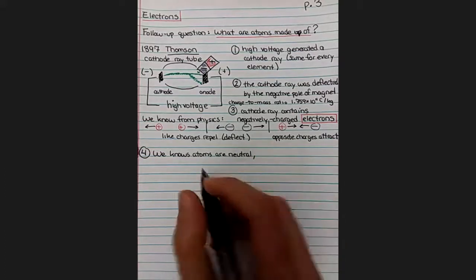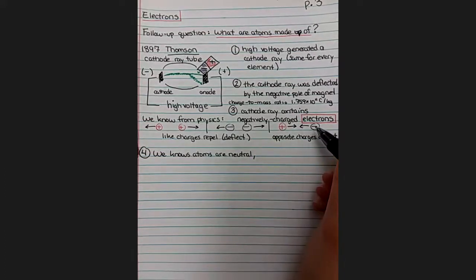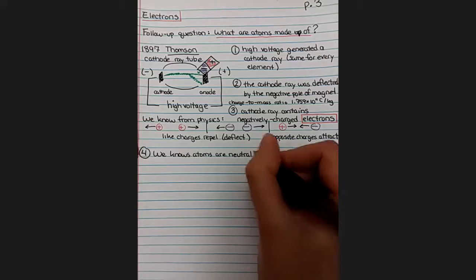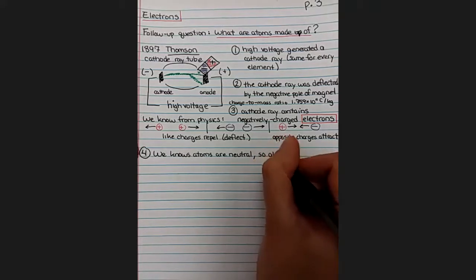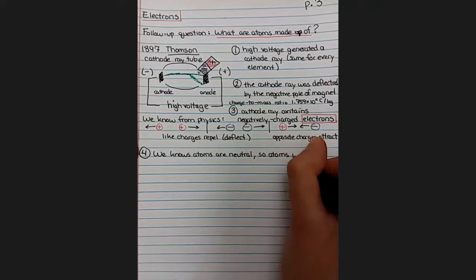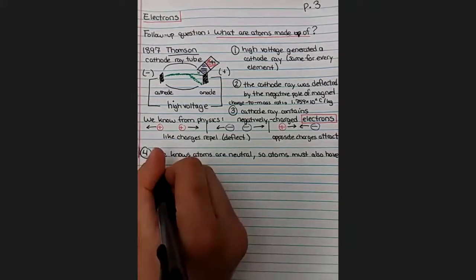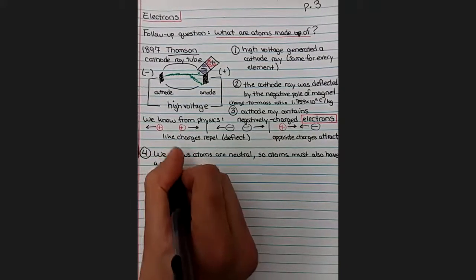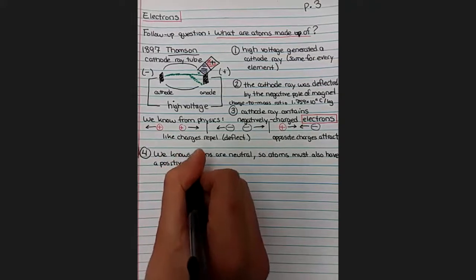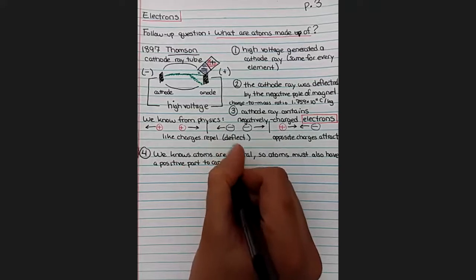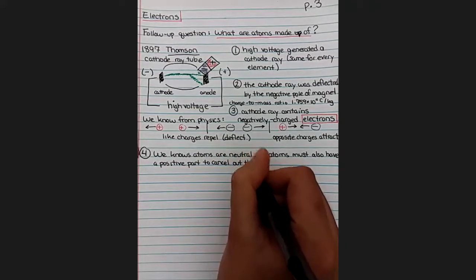And so we know that if atoms are neutral, and we also know that they have these negatively charged things, then they must have something positively charged in them as well to be a neutrally charged atom. So we know atoms are neutral. So atoms must also have positive parts. Cancel out the charge of the electron.